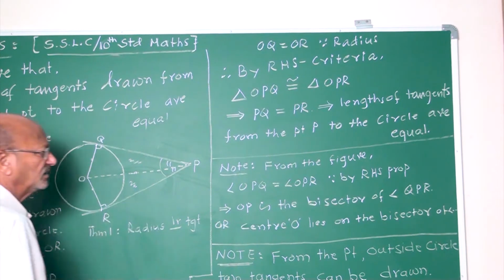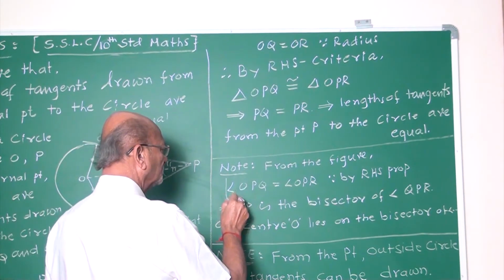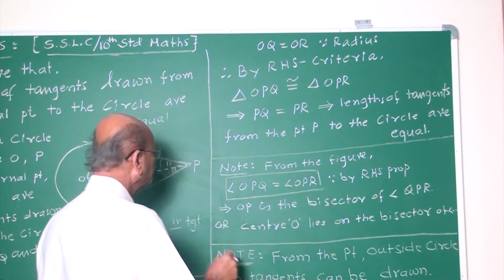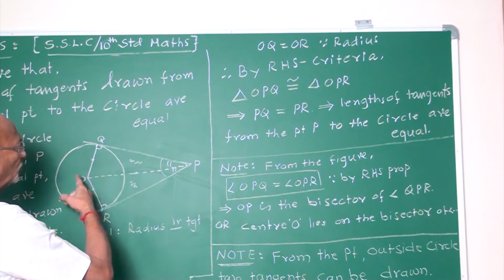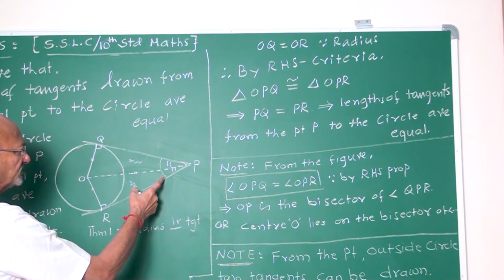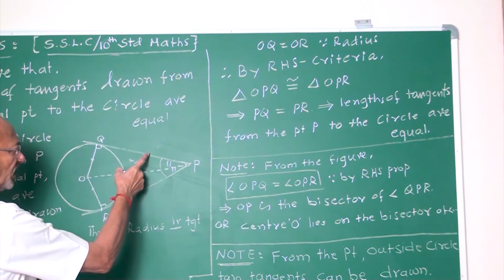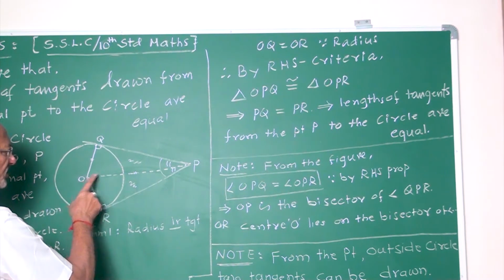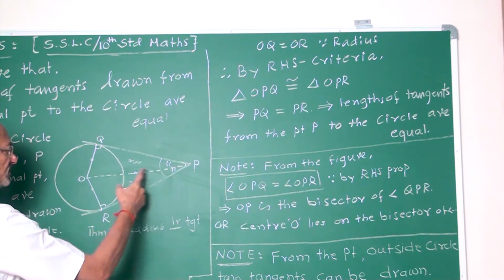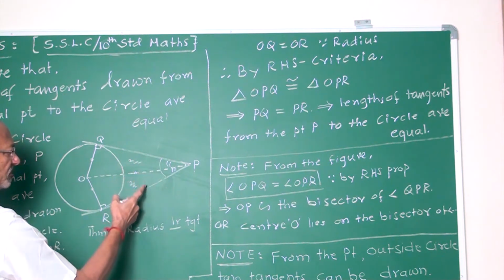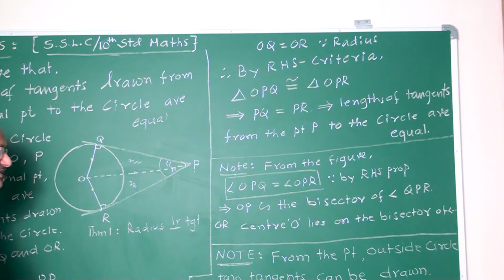This is additional. My friends, we use this result in 2-3 examples. This OP bisects this angle, these two angles are equal. This is the angle made by the tangents. This line which joins the center with the external point bisects the angle made by the tangents. That result we use while doing the examples.